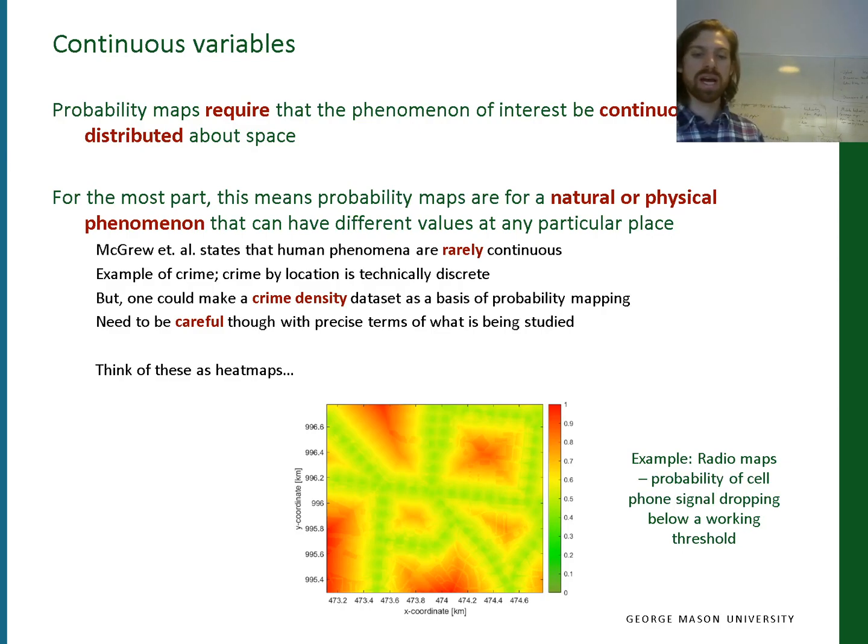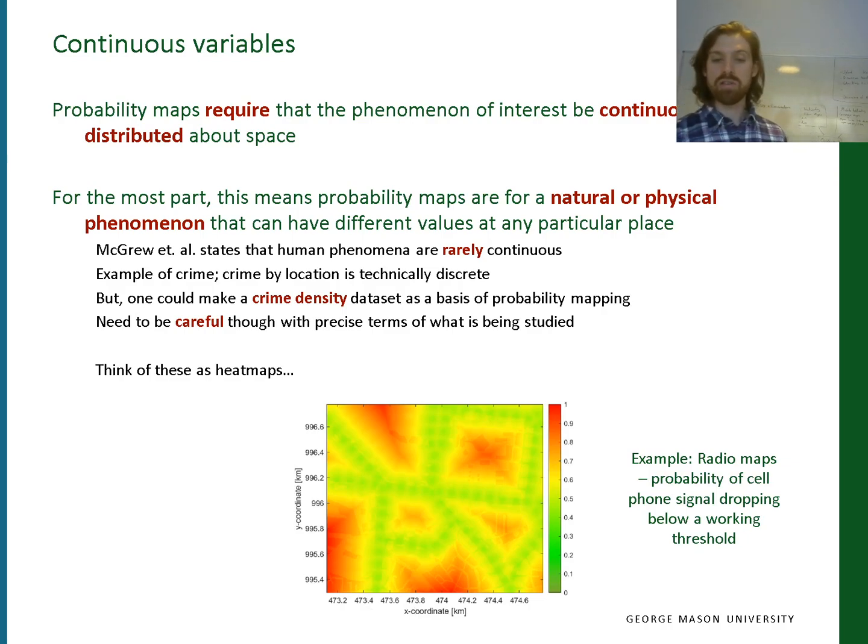I've also put down an example here from a paper which I was reading, which came out yesterday, which is actually a radio map. So this is a space, you've got the y coordinate and the x coordinate. And essentially, this is the probability of your cell phone signal dropping below a working threshold. And these green parts here are roads where you're in the open space.